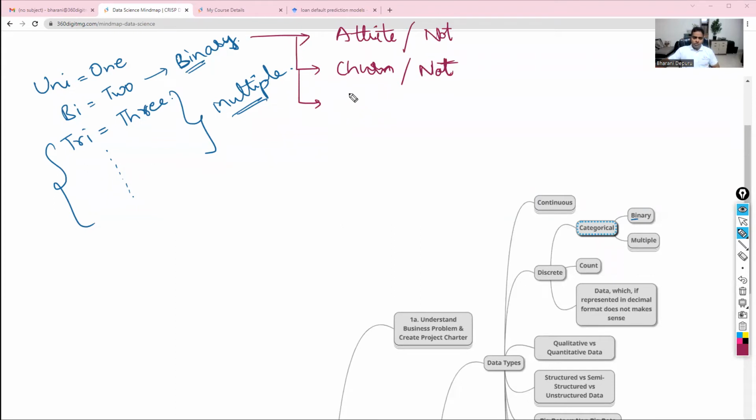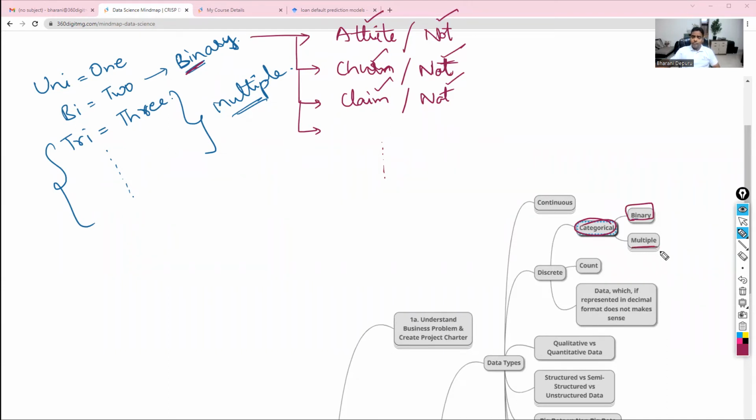A person who has taken an insurance policy, would that person claim insurance or not? So on and so forth. Does a specific person have cancer or not? All these are examples of binary. Is a credit card transaction going to be fraudulent or not? All these are examples of binary, two. Attrit, not attrit. Churn, not churn. Claim, does not claim, right? So these are all binary, two. So these kinds of data types would be called binary categorical data.